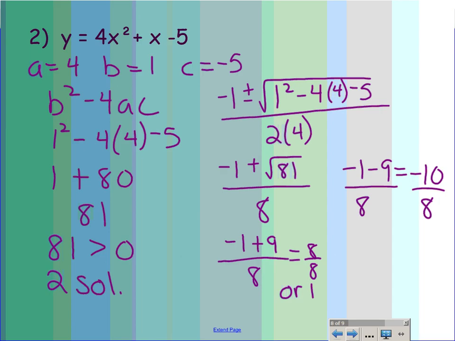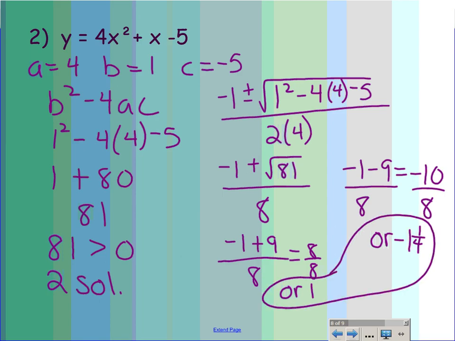All right, so we ended up with our solution being 1, or it would be what? Negative 1 2/8 or negative 1 1/4 simplified for your solution. So that tells us that the graph would cross the x-axis at positive 1 and at negative 1 1/4.